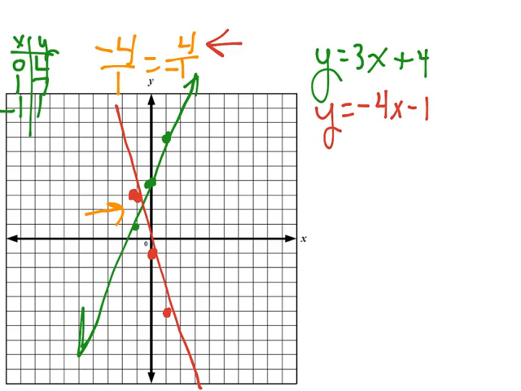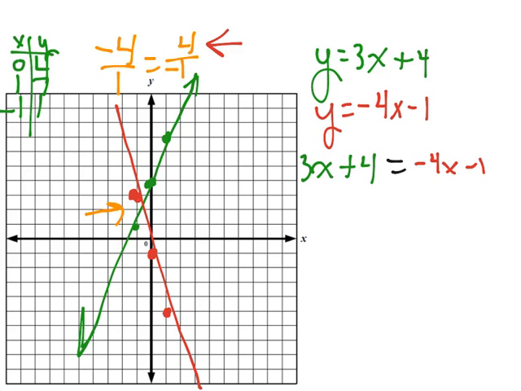The only way you can solve this, the best way to solve this without a calculator, is you're going to set these equal to each other. So I'm going to set 3x plus 4 on one side, equals negative 4x minus 1 on the other side.